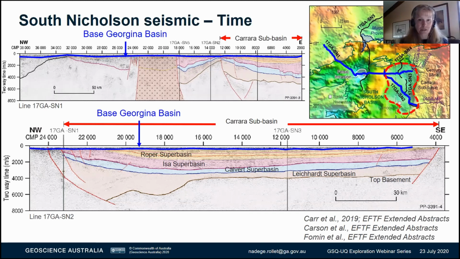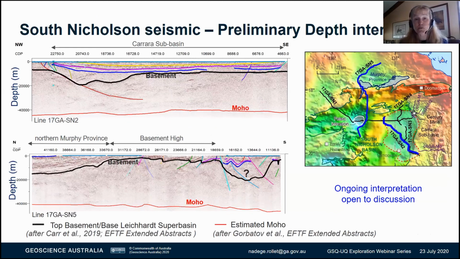Now we have depth converted this interpretation onto the post-stack depth migrated data that provide information down to 50 kilometers deep through the whole crust. This interpretation is really preliminary and ongoing, and it will evolve with the integration of more data, but also with discussion with our collaborators.